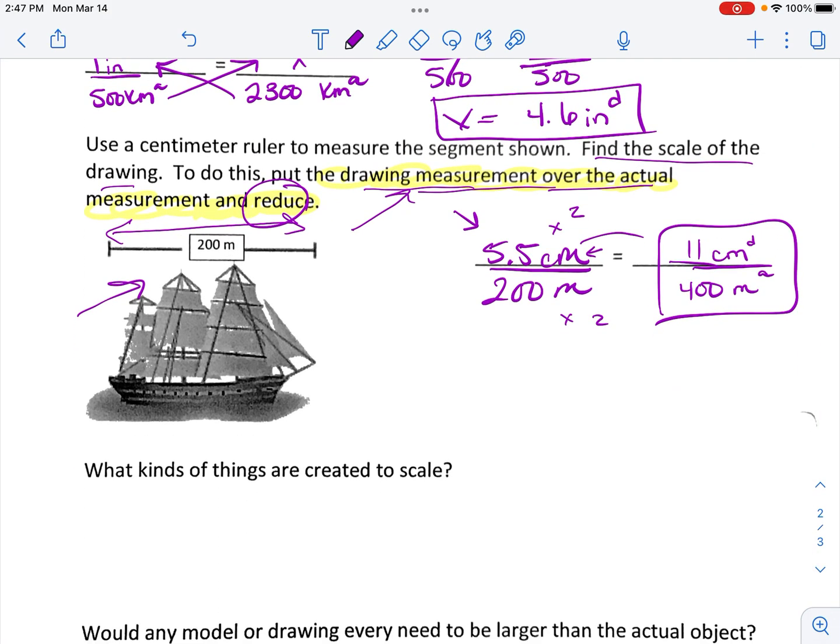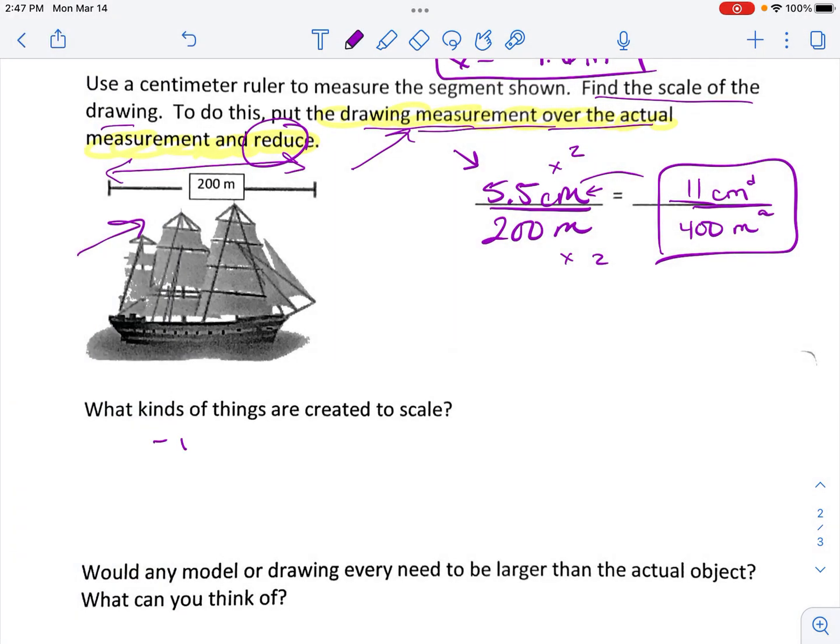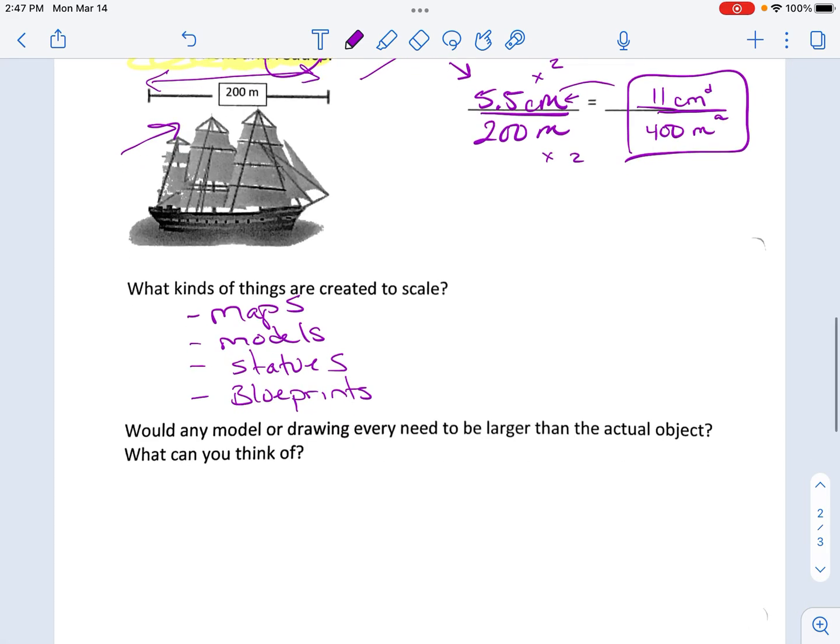What kind of things are created to scale? Lots of things use scales. Obviously what we used today was maps and models. Can you think of anything else? Maybe statues, maybe blueprints. If you've built a house recently or moved, your parents may have been looking at blueprints for a house. Anything that involves scale.